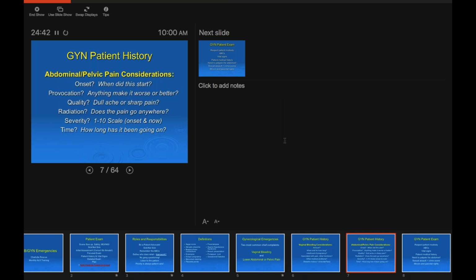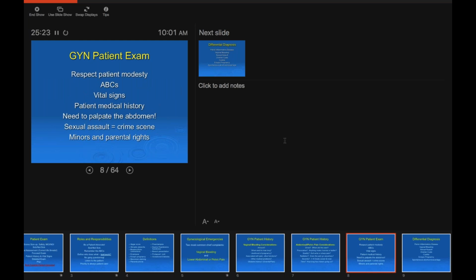As far as abdominal pain and pelvic pain goes, we want to look at the OPQRST. Yeah, this is going to haunt some people. So we're looking at the onset: when did it start? Any provocation, anything that makes it better or worse? The quality of the pain, whether it be a dull ache or a sharp pain. Does it radiate anywhere? On a scale of, I usually put it on 1 to 10, but I like using 0 because 1 is still a pain level. So on a scale of 0 to 10, how do you rate your pain now? And then how long has it been going on for? Has the pain been going on for hours, days, weeks?